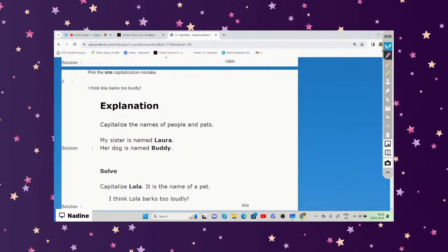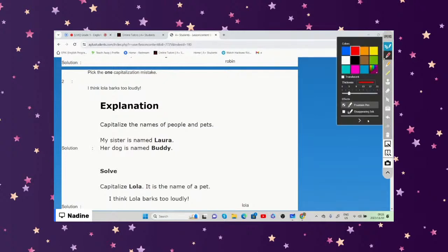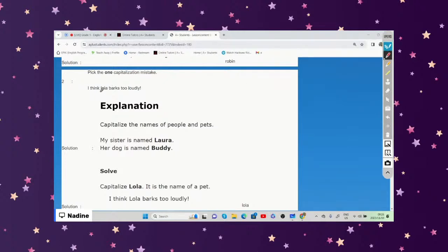All right, so if we need to fix one of our capitalization mistakes, then it will be Lola, because Lola is the name of my pet. And if we fix that, then it's going to be Lola with a capital L, right? And Lola is the name of a pet.